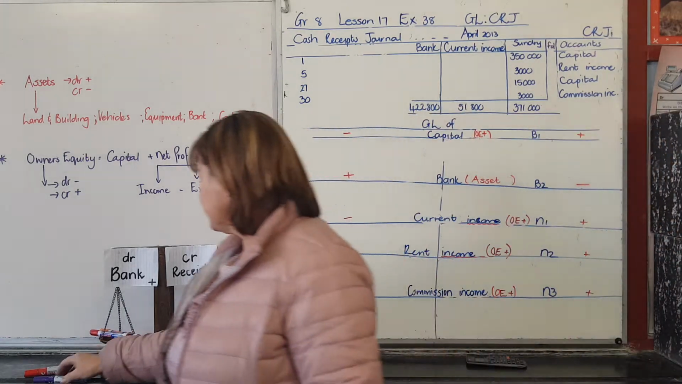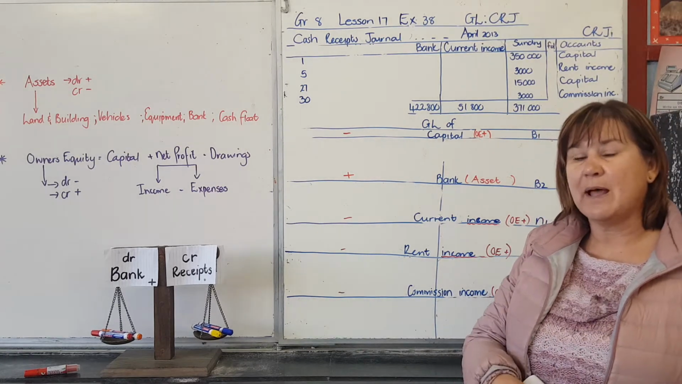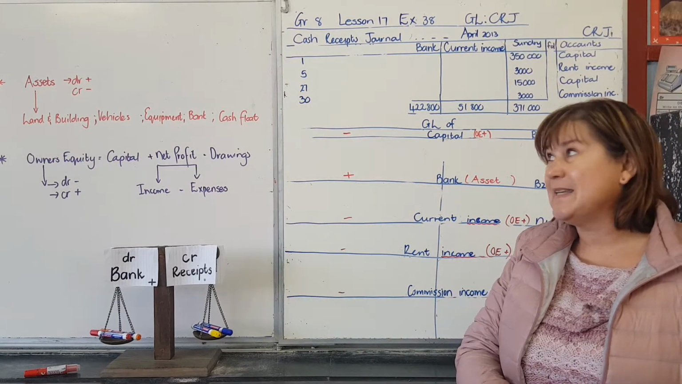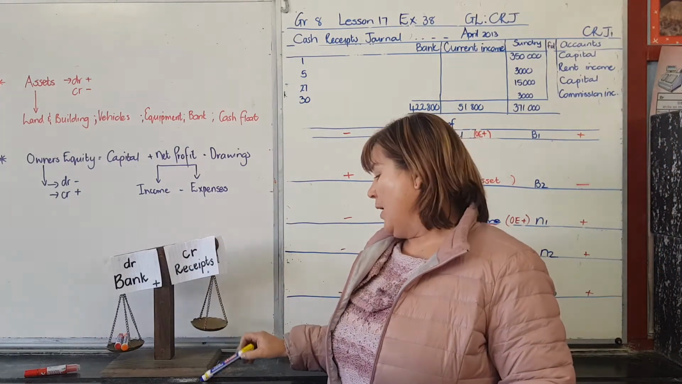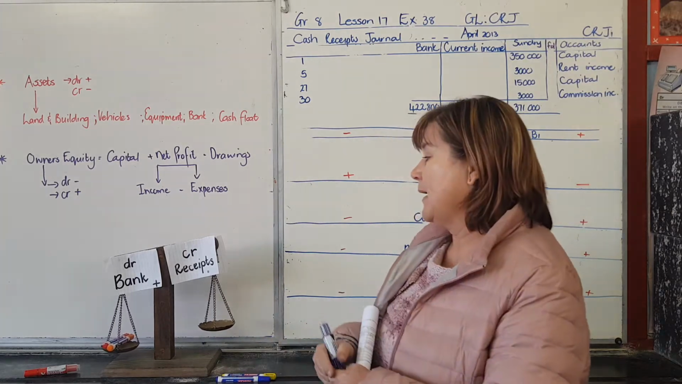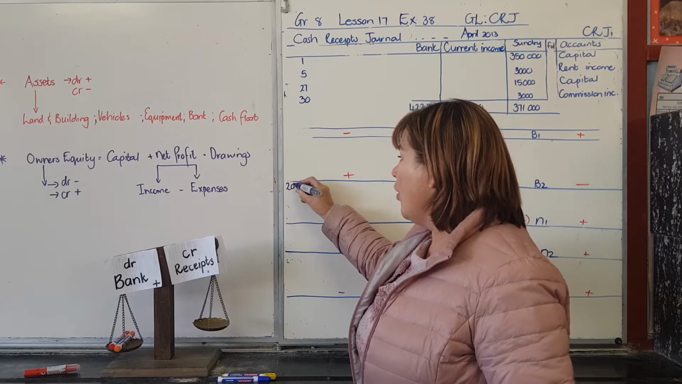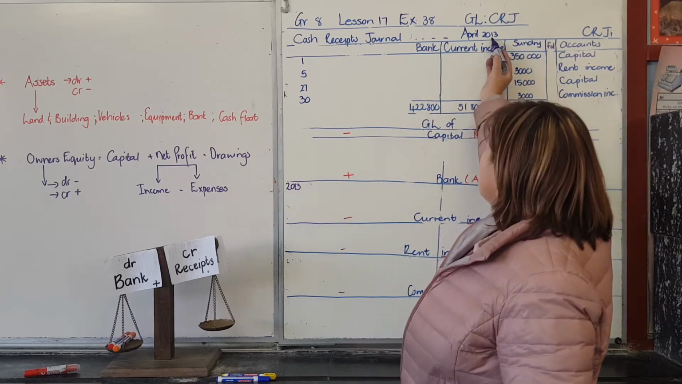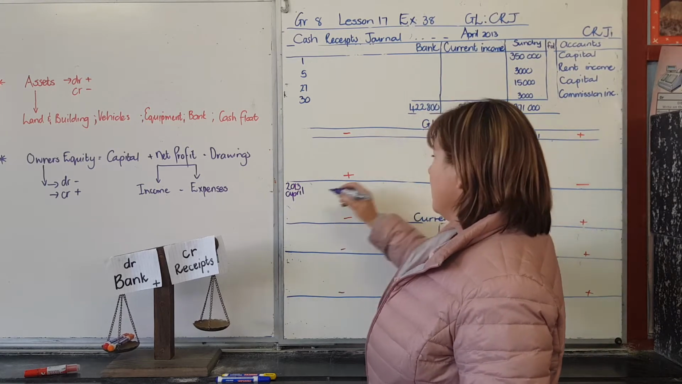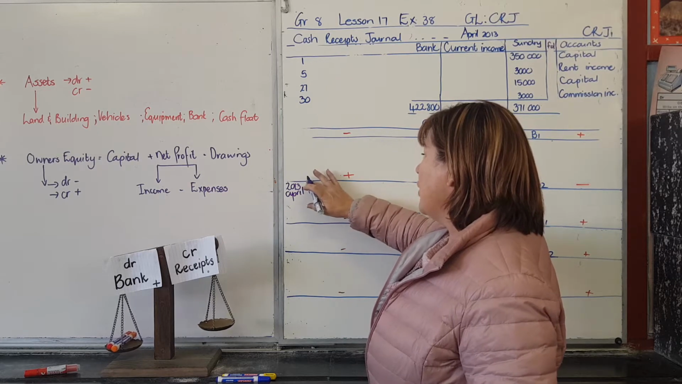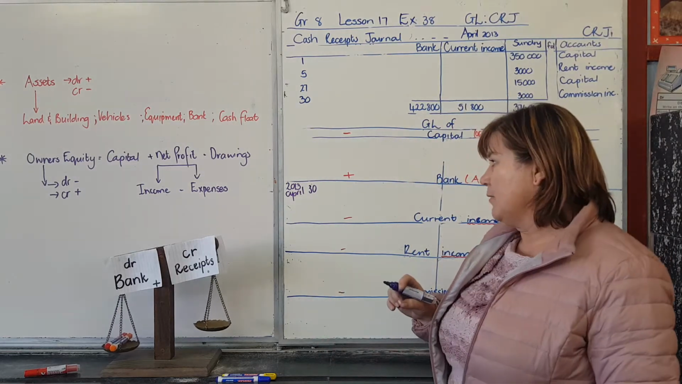Bank came to a total of 422,800 at the end of the month, so that was your total receipts. That means money was paid into your bank account, you've received money, so your bank account increased and your bank account's going to be debited. We are working with the year 2013, April, and if it is a column like your bank column, then you always post the total amount at the end of the month. Right, that will be then on the 30th.